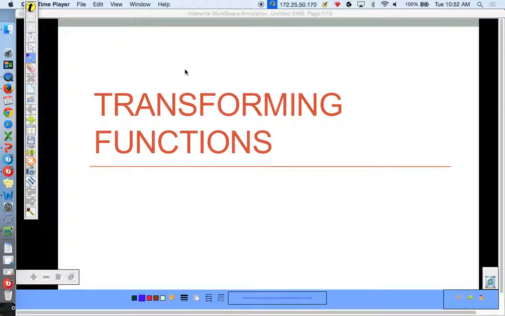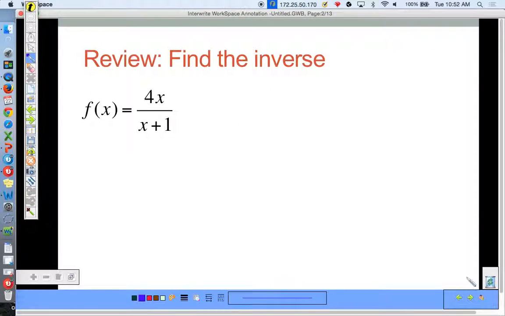We're going to take a look at transforming functions, and we're going to build on that investigation that you did yesterday with the calculators. So first thing I want you to do is pause the video and see if you can find the inverse of this function. So remember, to find the inverse, we switch the x and y. So we have x equals 4y over y plus 1. And then we have to solve for y.